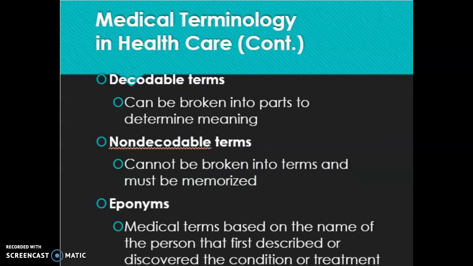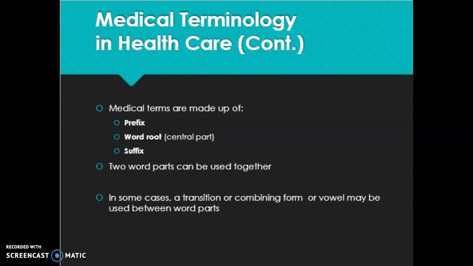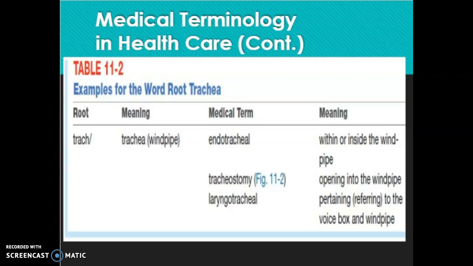There's decodable terms that can be broken down to determine their meaning and have more than one part. The terms that really can't be broken down, they are what they are. And there's a lot of eponyms in healthcare because lots of people discover syndromes and things and they're named after them. So medical terms are often made up of a prefix, a root word, and then a suffix, or any parts of that. Could be two different word parts coming together. And sometimes there's transitions built in too. And we'll look at some examples.